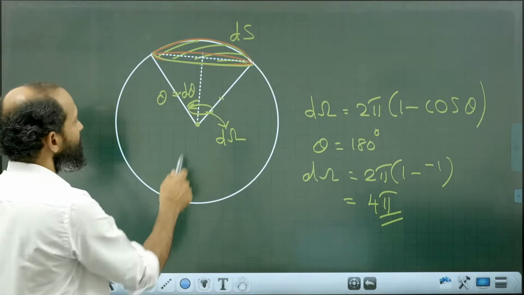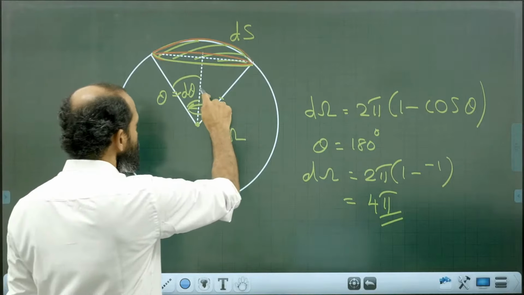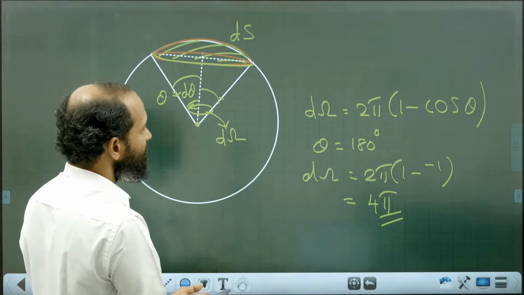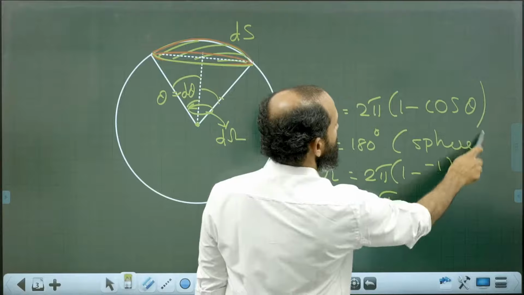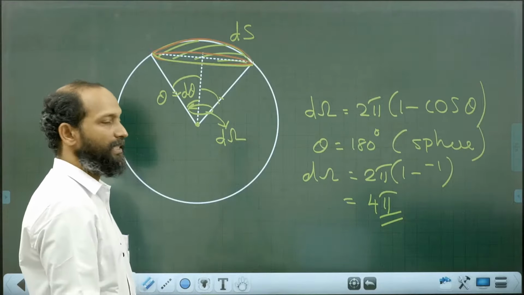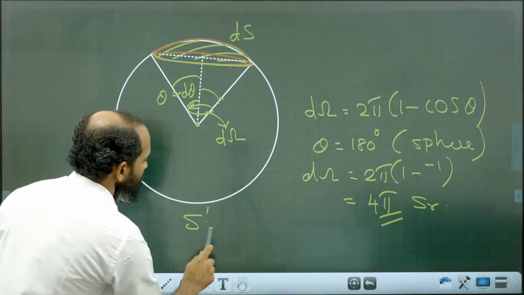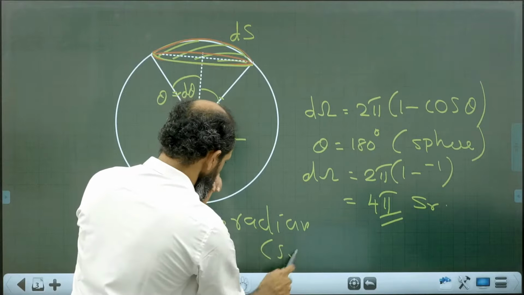If theta is 180, this other half angle also becomes 180, so 180 plus 180 becomes 360. That will be a sphere. So the solid angle at the center of a sphere is 4 pi, and its unit is steradian. The unit of solid angle is steradian, written as sr.